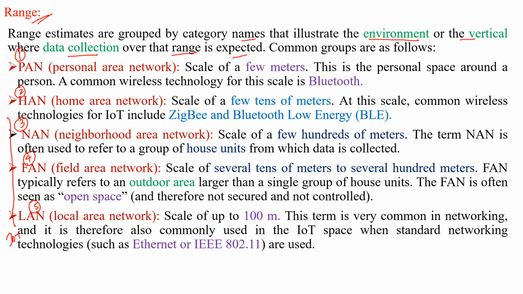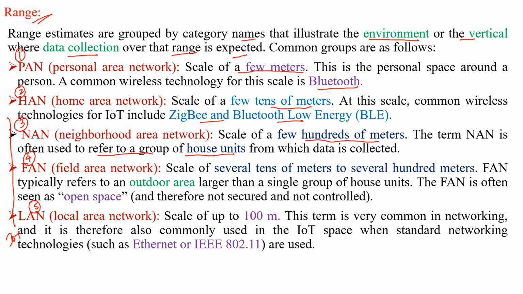For example, the personal area network has a scale of a few meters. This is a personal space around a person, and a common wireless technology for this scale is Bluetooth. Next is your home area network, which is a scale of a few tens of meters. At this scale, common wireless technologies for IoT include Zigbee and Bluetooth Low Energy. Neighborhood area network has a scale of a few hundreds of meters. The term NAN often refers to a group of house units from which the data is collected.